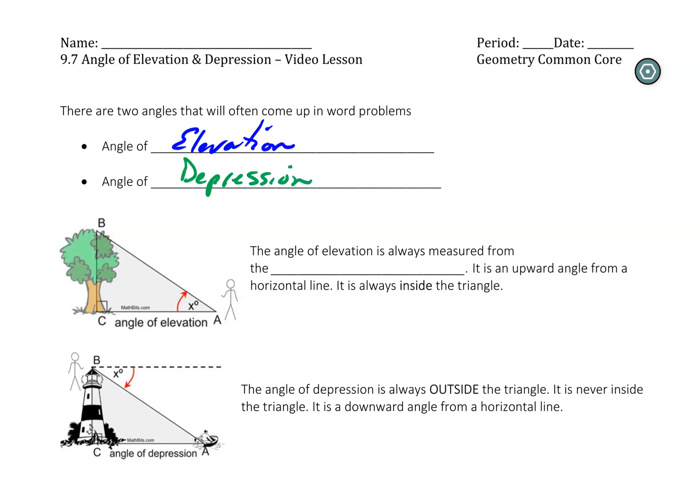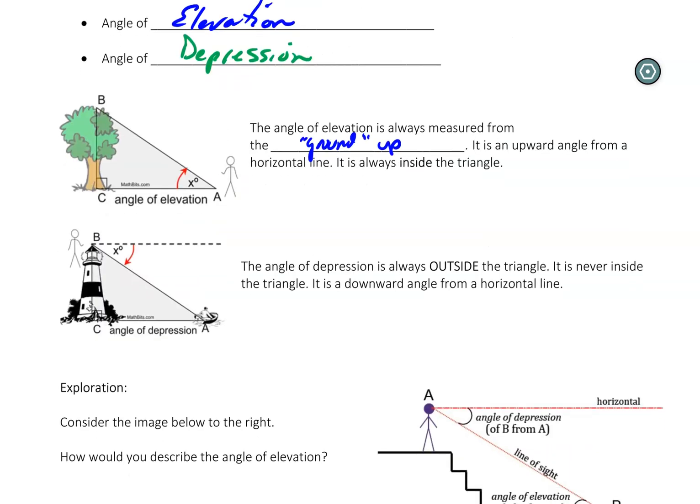The first way to think about this is, if you look at this first example, angle x is an increasing angle measure. It's coming from the ground up. So the angle of elevation is a measure that goes from the ground up, an upward angle. It's always coming off a horizontal plane, as you can see here. And you notice it's inside the triangle.